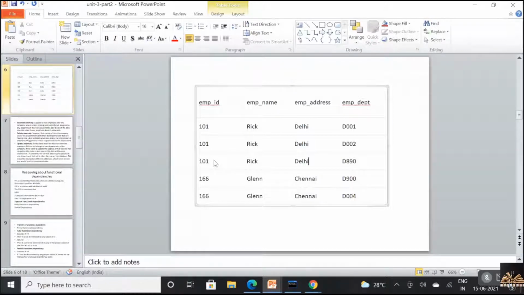Now, I want to change the address of Rick. So here I'm modifying this as Hyderabad, and here it is Delhi, here it is Delhi. So the data would be in an inconsistent state. Whenever you're trying to update, you have to see to it that all the rows with respect to Rick would be HYD. So this is the concept of your update anomaly.